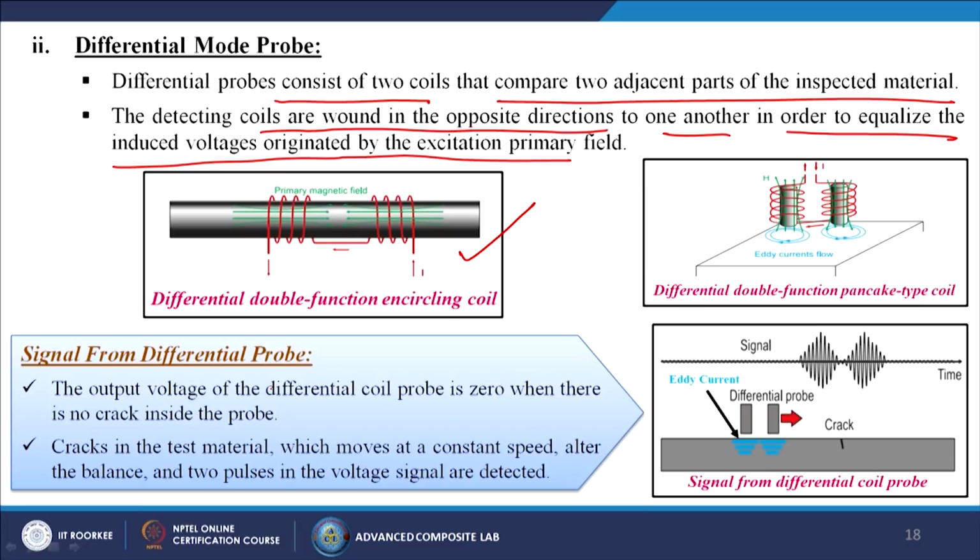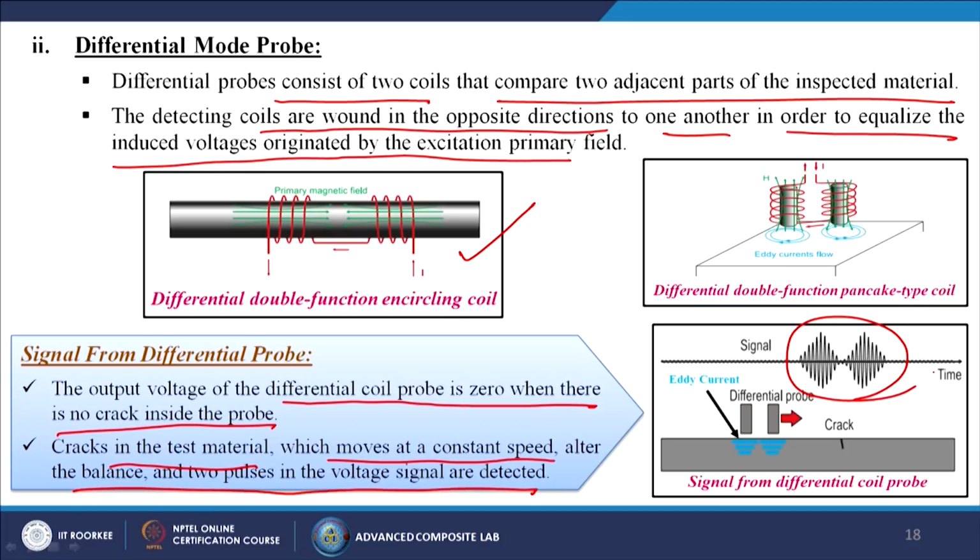Signal from differential probe. The output voltage of the differential coil probe is 0 when there is no crack inside the probe. Cracks in the test terminal, which moves at a constant speed, alter the balance and 2 pulses in the voltage signals are detected.